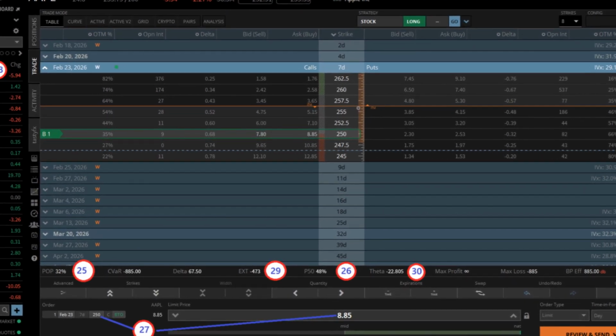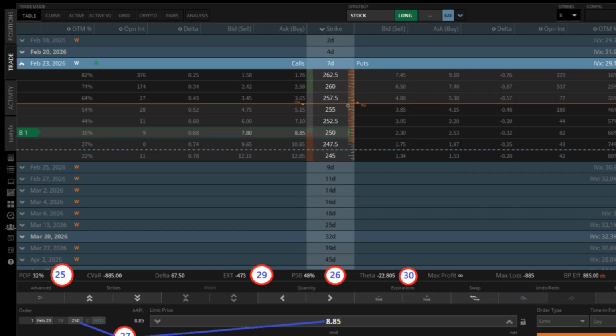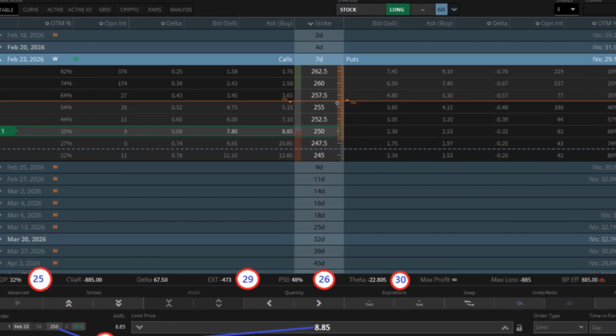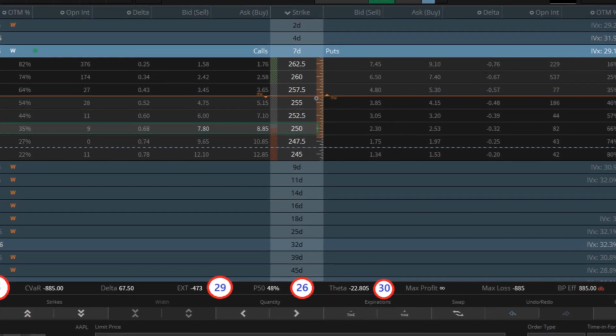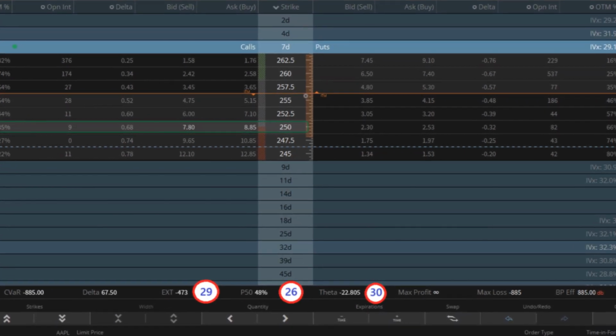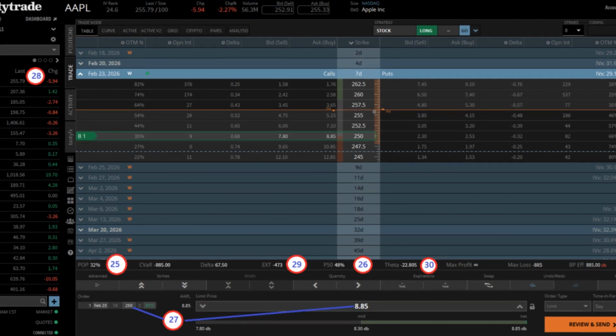27. Break-even price. This is the stock price you need at expiration to avoid losing money. For calls, strike plus premium paid. For puts, strike minus premium paid. This is your real target, not the strike price.